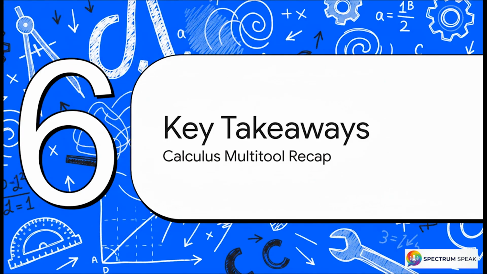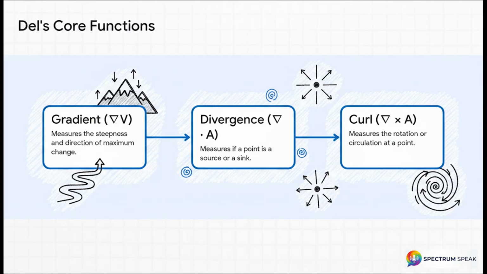Okay, we have covered a lot of ground. So let's lock in the most important ideas right now, so you can walk away from this with a rock-solid understanding of this calculus multi-tool. Here it is boiled right down. First, the gradient of a scalar field finds the steepest uphill path. Second, the divergence of a vector field checks for sources or sinks, is stuff flowing out or in. And third, the curl of a vector field measures the local rotation, the spin. Just remember these three words: steepness, sources, and spin. That's the del operator in a nutshell.